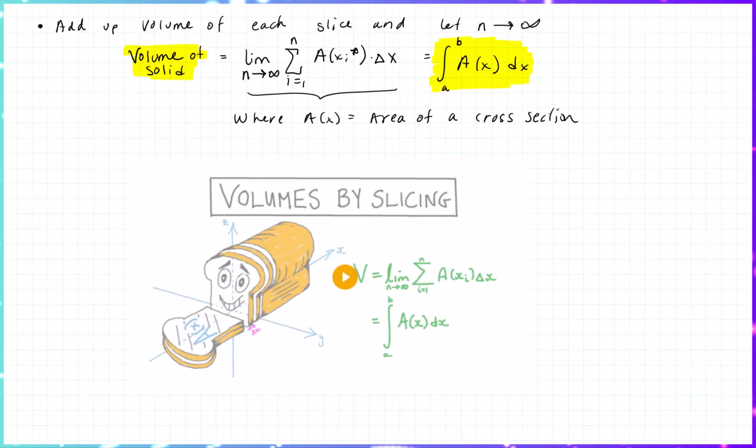This is a picture of a loaf of bread being sliced up, and you can see that cross-sectional area, A of x. And if we want the volume of that loaf of bread, we add up all those slices and let the number of slices go to infinity, giving us the integral that we just derived above. So that's first just kind of a fun little image to see what we're talking about. But let's go ahead and look at one that can be interactive from the interactive ebook.